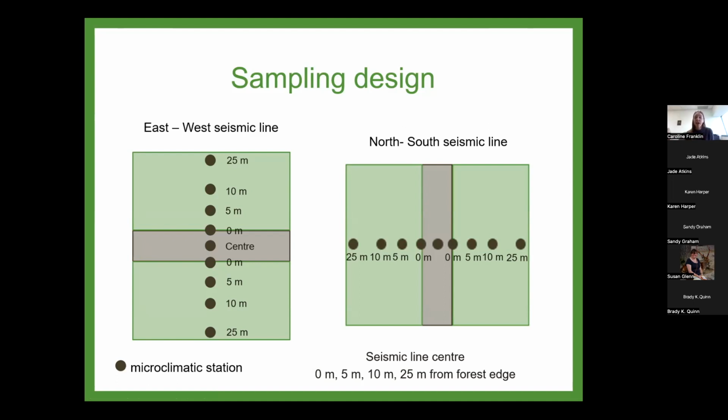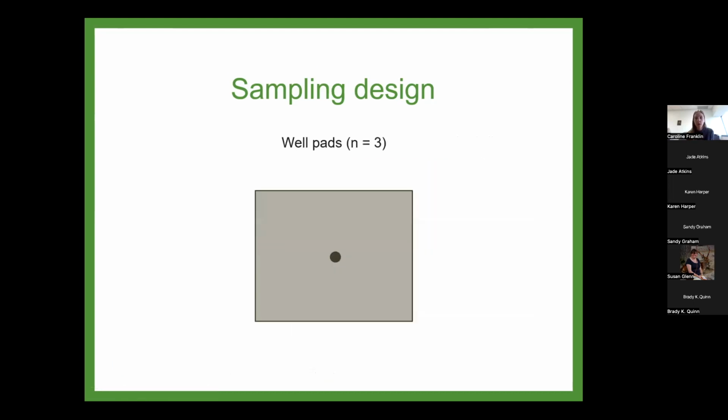So it's really hard to get a good representation of the forest interior, especially when the conditions are so heterogeneous in these areas. But anyway, this was our sampling design. So we sampled on both sides of the forest edge. Here, this gray area is representing the seismic line, and the green area is representing the adjacent forest. And then in the well pads, we just set up the microclimatic station right in the middle of the well pad.